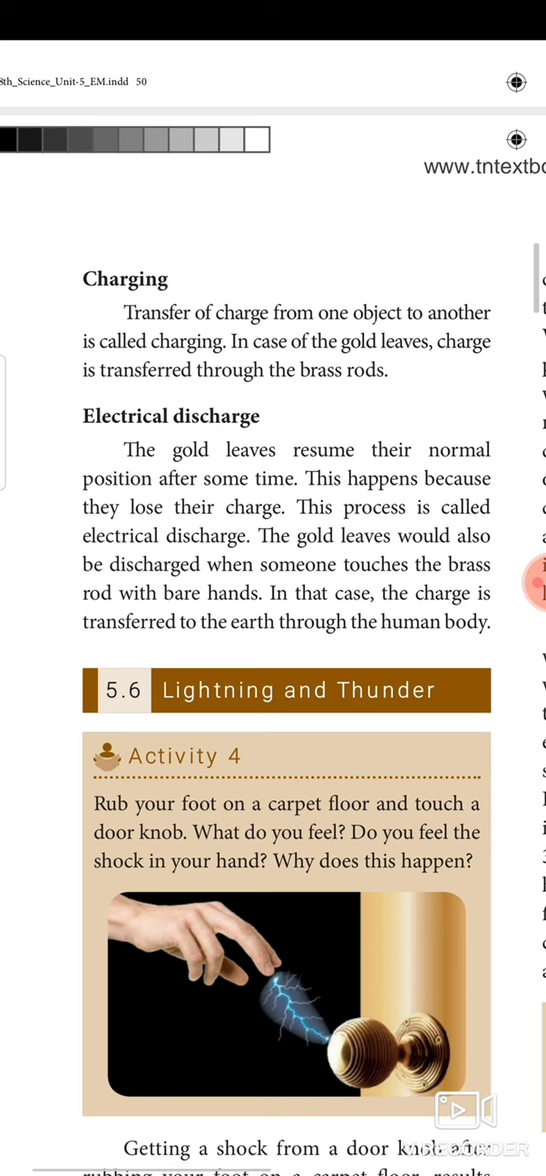Electrical discharge. The gold leaves resume their normal position after some time. This happens because they lose their charge. This process is called electrical discharge. The gold leaf would also be discharged when someone touches the brass rod with their bare hands. In that case, the charge is transferred to the earth through the human body.